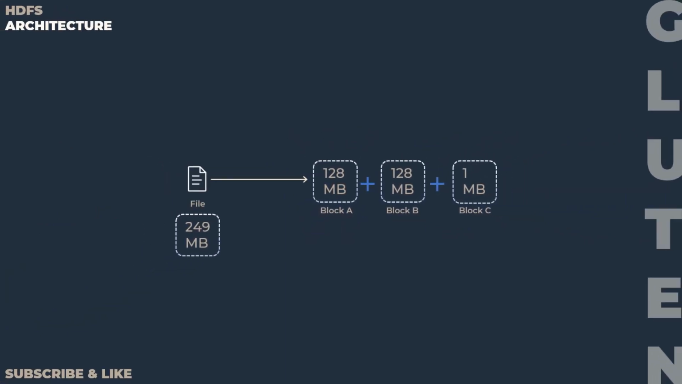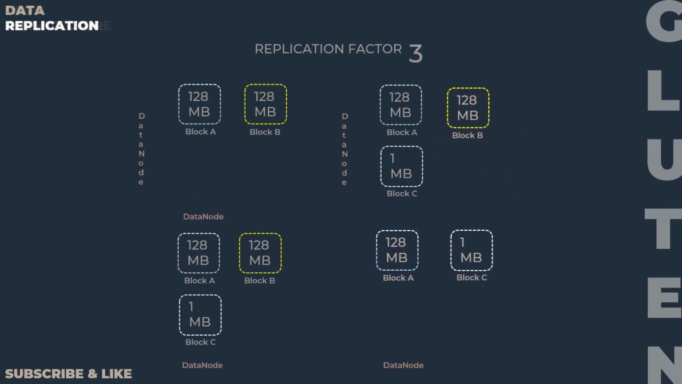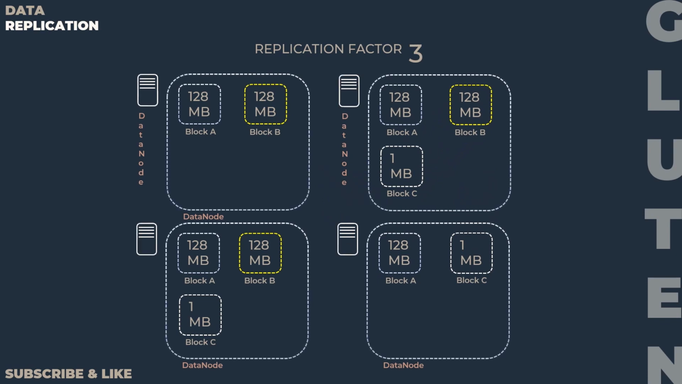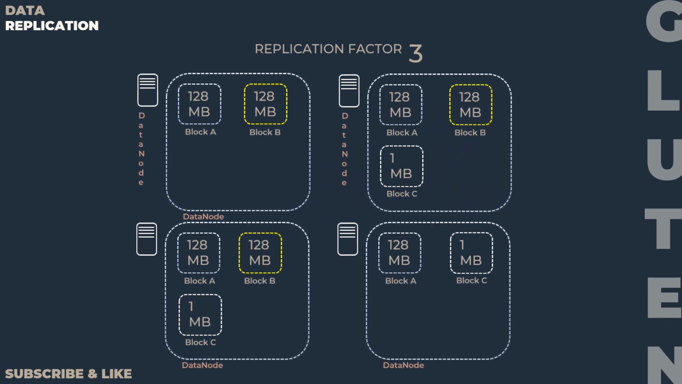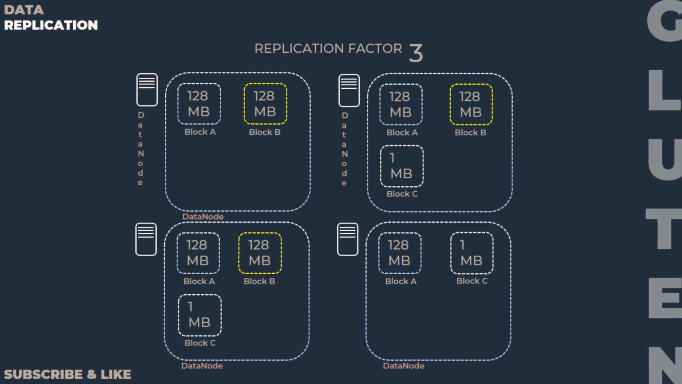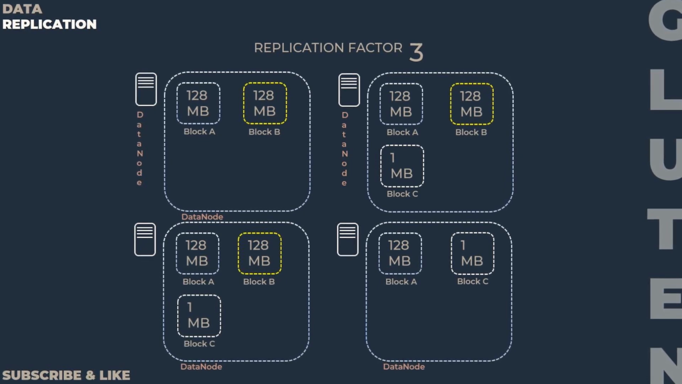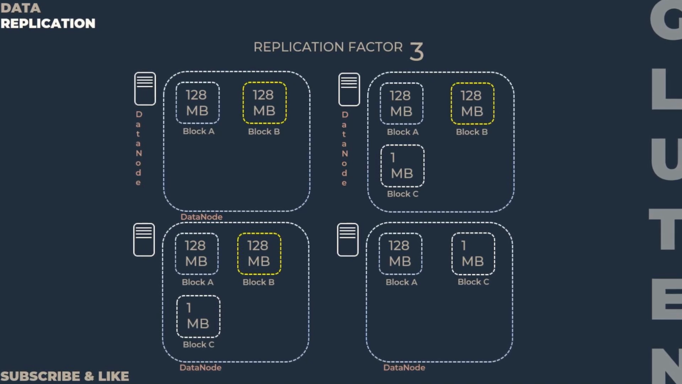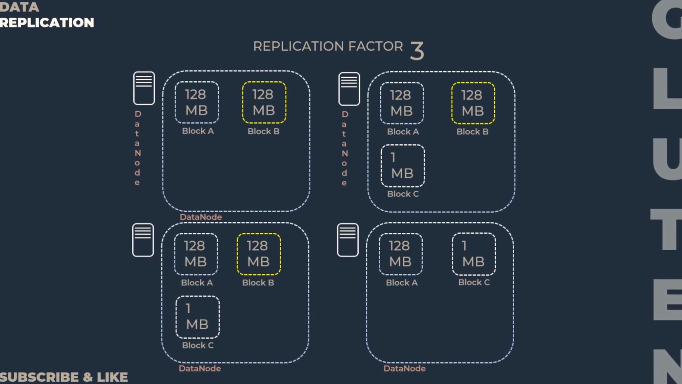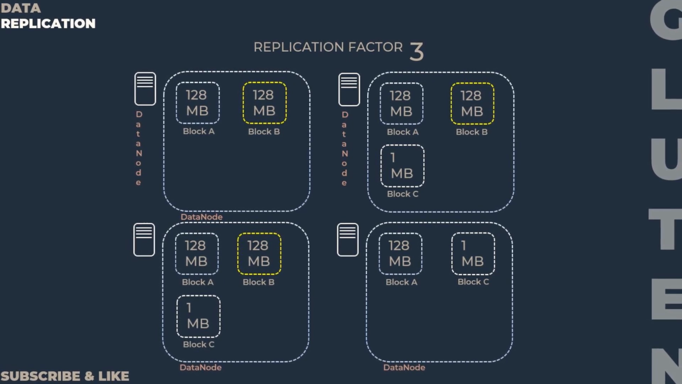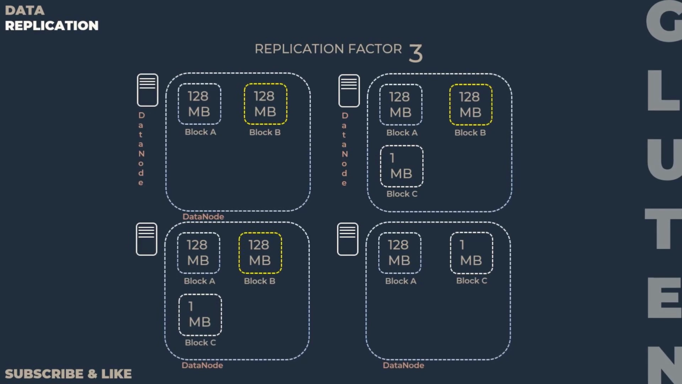To ensure data reliability and availability, HDFS replicates each block of data multiple times and stores the replicas on different data nodes within the cluster. This is called data replication. By default, HDFS replicates each block 3 times. This means that 3 copies of the same block of data are stored on 3 different data nodes. This ensures that even if one data node is down, the other data nodes can still serve requests.